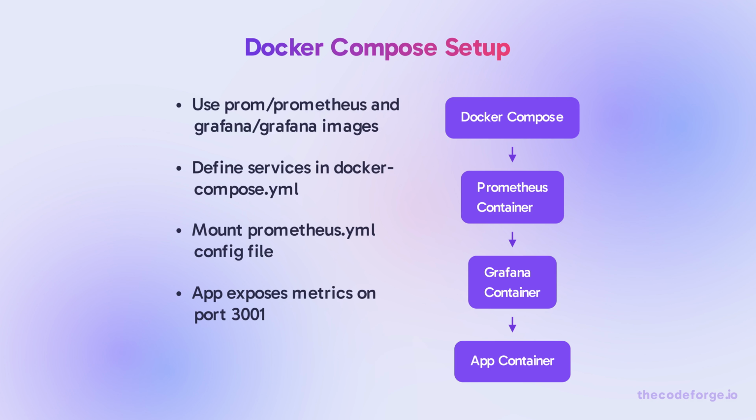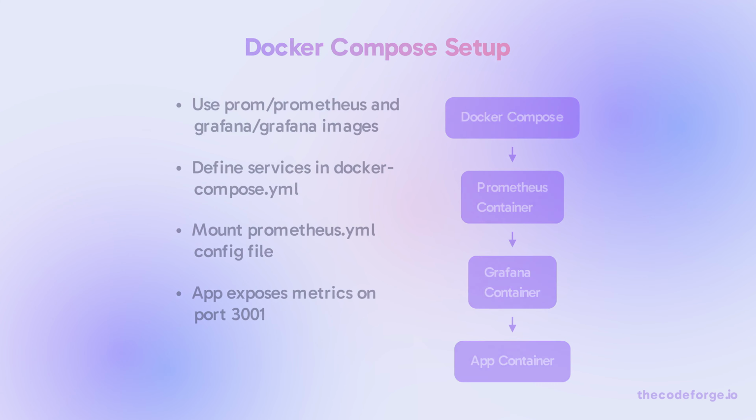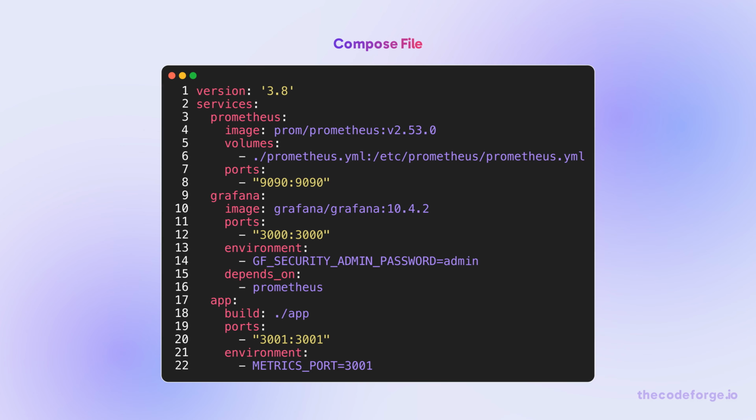Here's a minimal Docker compose file that runs Prometheus, Grafana, and a Node.js app. Notice we reference services by Docker compose service name. The embedded DNS resolver resolves them. This compose file sets up 3 services. Prometheus and Grafana use official images. The app service builds from a local Dockerfile and exposes metrics on port 3001.